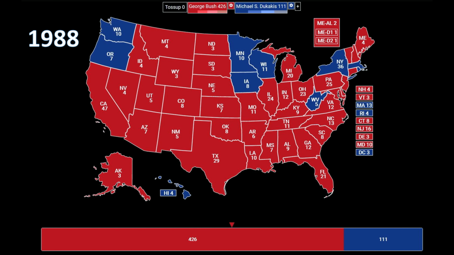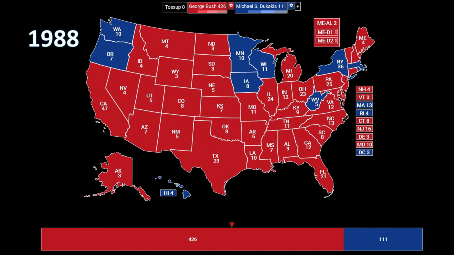So let's move on to the 1988 election. President Reagan was ineligible to run for a third term, and so we have Vice President George H.W. Bush running against Michael Dukakis. And once again, it is a landslide for the Republican Party, although not as convincing as the 1984 election.